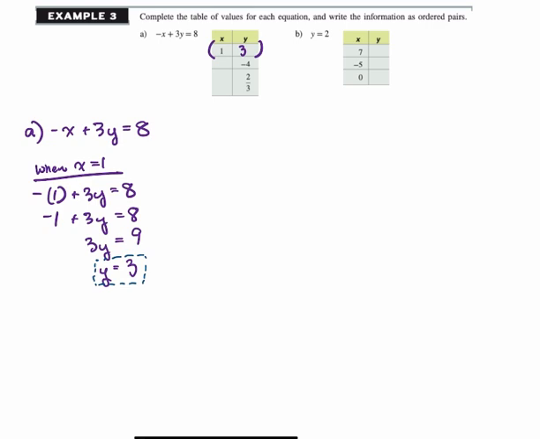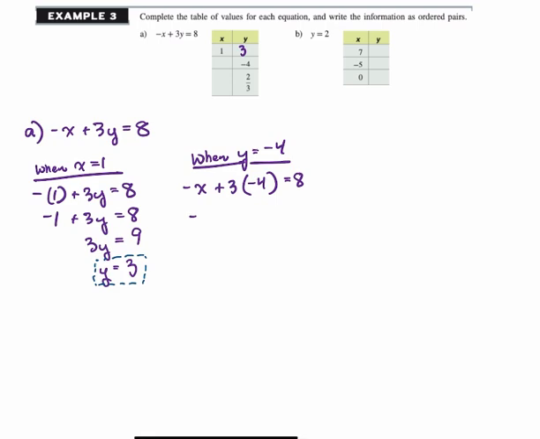Okay, in the next row, they give us not an x value, but a y value. But the process will be the same. We can say when y equals negative 4, and now, instead of plugging into x, I'll plug in negative 4 for y. So negative x plus 3 times negative 4 equals 8. And then we just want to solve for x.